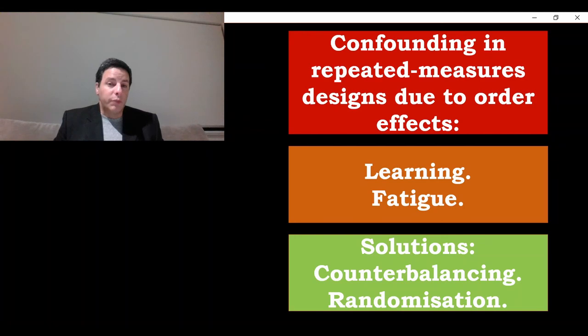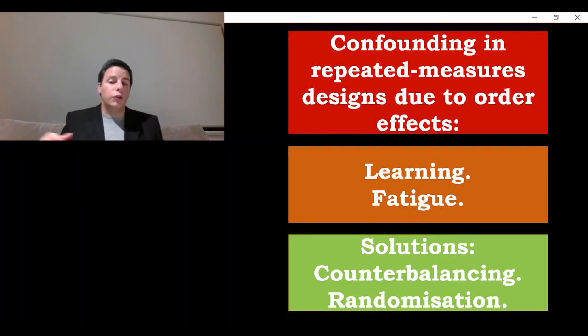Learning and fatigue may still be important and may modify the measurement in the dependent variable, but if we obtain a difference between A and B in the dependent variable, it's not due to learning or fatigue, because some did condition A before and some did it after. So there is no more confounding.